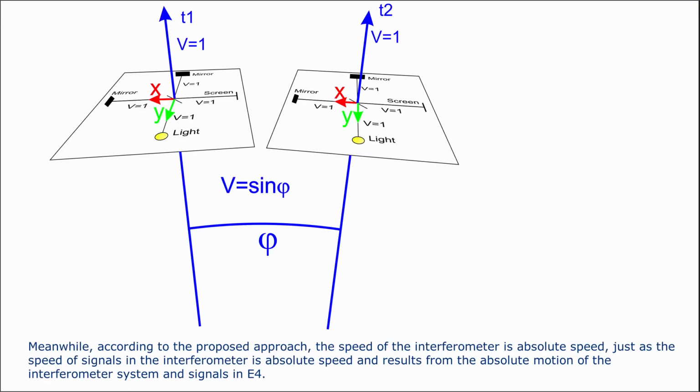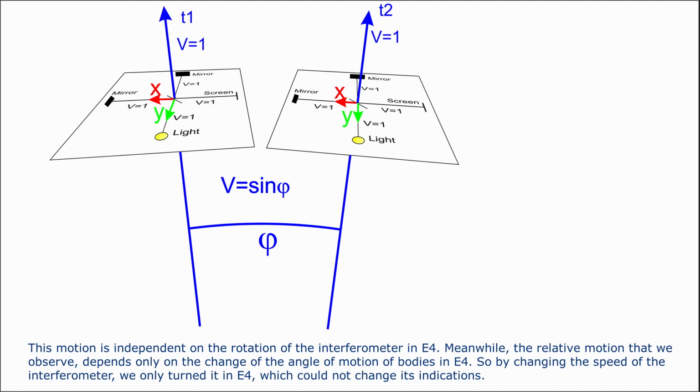Meanwhile, according to the proposed approach, the speed of the interferometer is absolute speed, just as the speed of signals in the interferometer is absolute speed and results from the absolute motion of the interferometer system and signals in E4. This motion is independent of the rotation of the interferometer in E4. Meanwhile, the relative motion that we observe depends only on the change of the angle of motion of bodies in E4. So, by changing the speed of the interferometer, we only turned it in E4, which could not change its indications.